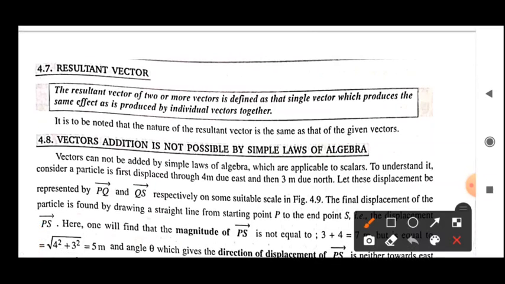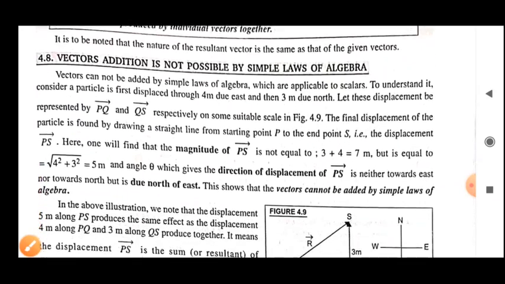Now the next type of vector is the resultant vector. We will see the resultant vector concept whenever we have two or more vectors. If two or more vectors are in our space and we want to reduce our complications, then we can represent the number of vectors by a single vector, and that single vector is known as the resultant vector, representing the resultant effect of all the vectors.